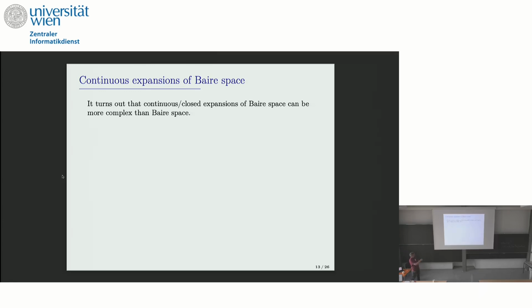On the other hand, continuous, and this is really equivalent to closed, with a little bit of work, continuous expansions of Baire space can be more complex than Baire space. Here is a very silly example. Let's look at the set Z, which is F join G join H, where H is a settling time function showing that G is F jump. This is a closed subset of Baire space. In fact, it's an effectively closed set, a Pi^0_1 class. Anytime you're wrong, you'll see in a Sigma_1 way that you're wrong.